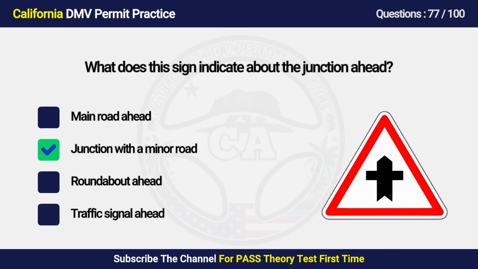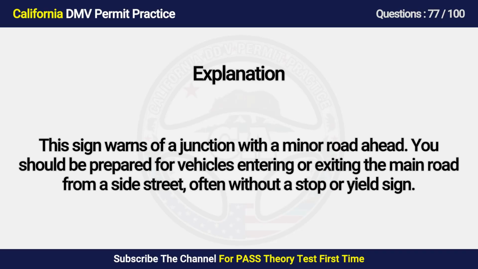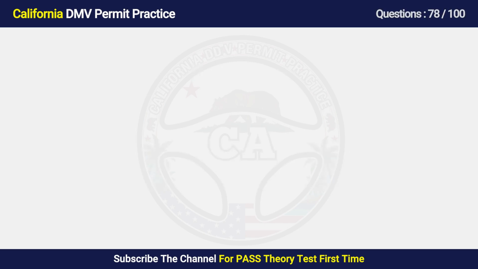Answer is B. Junction with a minor road. This sign warns of a junction with a minor road ahead. You should be prepared for vehicles entering or exiting the main road from a side street, often without a stop or yield sign.